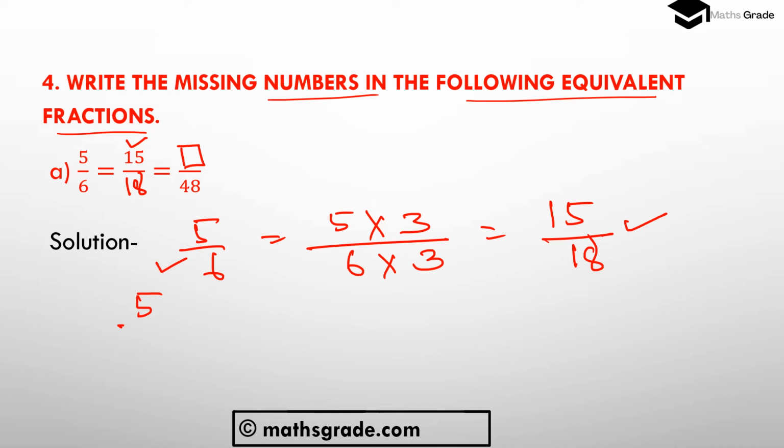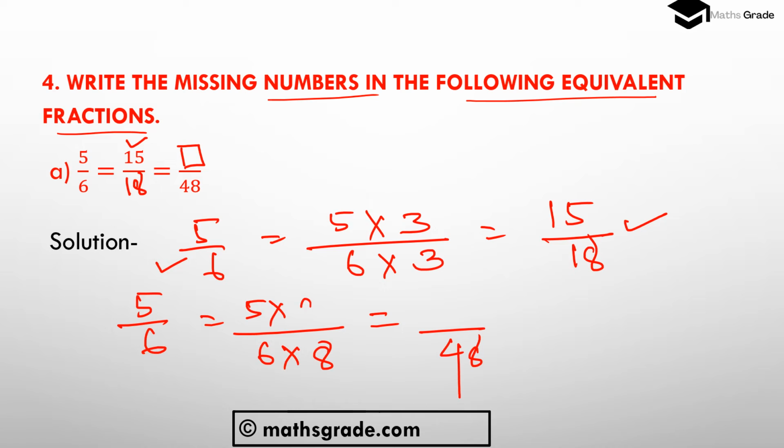Now 5/6. Here the given denominator is 48. In the table of 6, if we multiply 6 by 8, we get 48. So we have to multiply the same number 8 with the numerator 5. Now 5 multiplied by 8 is 40. Now 40/48 is the equivalent fraction of 5/6. So the missing numerator is 40.